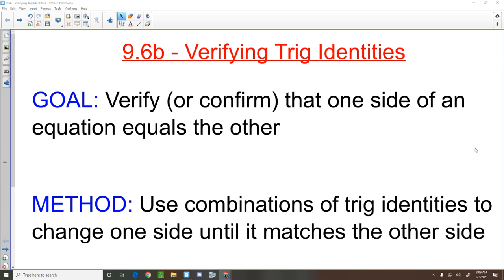So basically, I'm going to give you an equation, not to solve for x. I'm going to give you an equation with two sides, some trig functions on one side, some trig functions on the other. And I'm going to say, verify that the left side is equal to the right side by substituting things in and out, changing things, combining like terms, that kind of stuff. We want to show or demonstrate that this equivalency is in fact true.